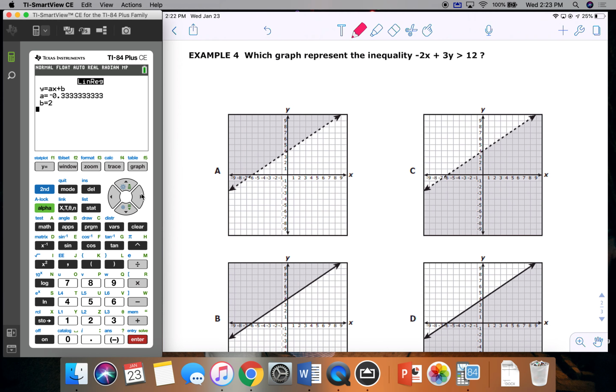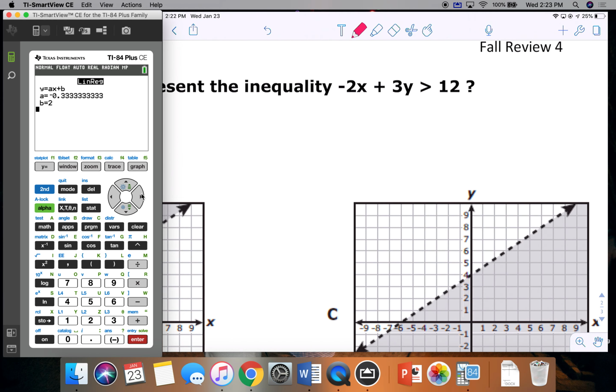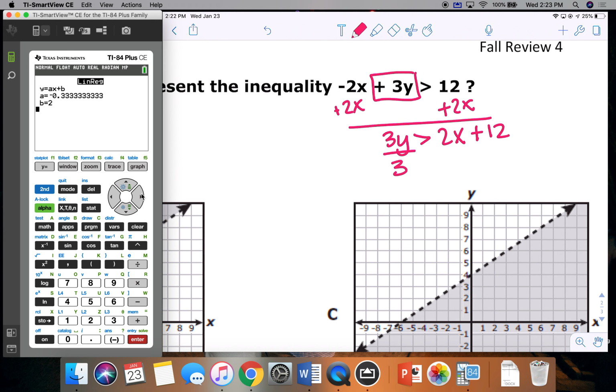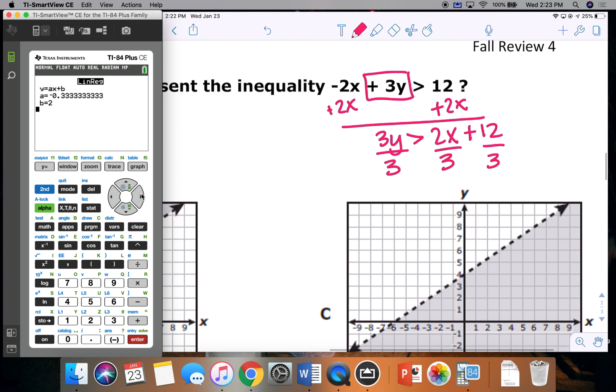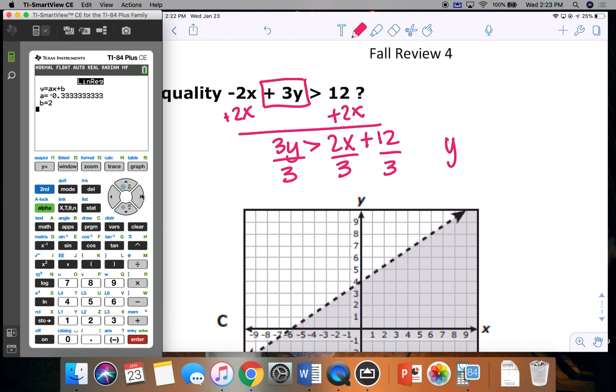Problem 4 asks which graph represents this inequality. Before I can figure that out by the graph, I need to solve for y. So I'm going to add 2x to both sides to move x, and then finish getting y by itself by dividing everything by 3. So y is greater than 2/3 x plus 4. So greater than means it's going to be a dashed line.